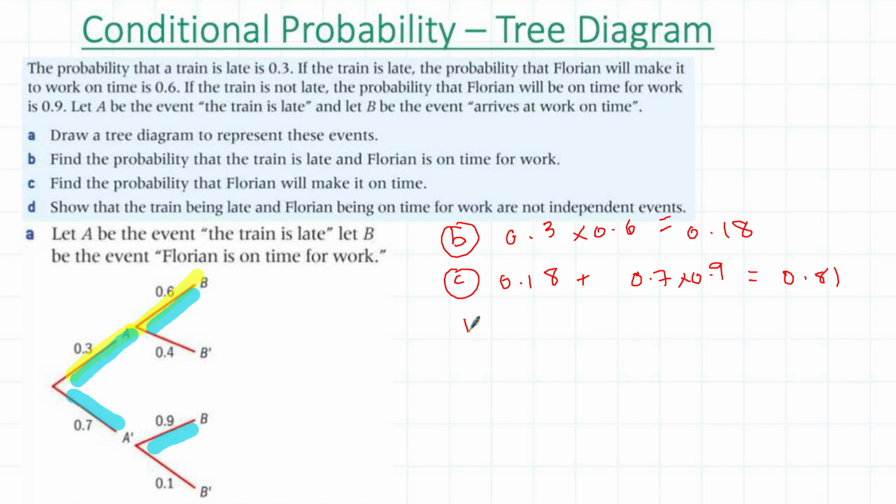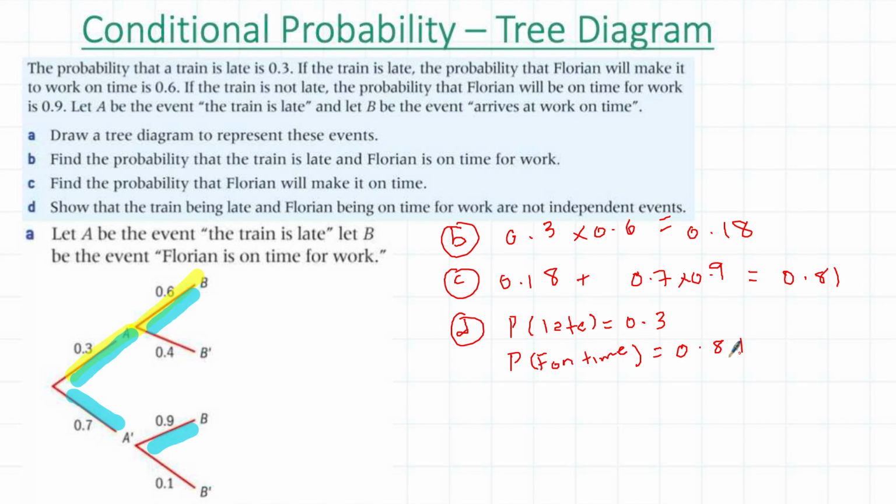Okay. Now it says show that the train being late and Florian being on time are not independent events. So how do we prove that? You first need to find the probability of each one. So the probability of the train being late is 0.3. We know that from the question. The probability of Florian being on time, we've already calculated in part C. Florian is on time is 0.81.